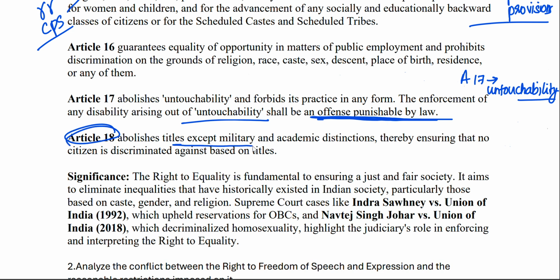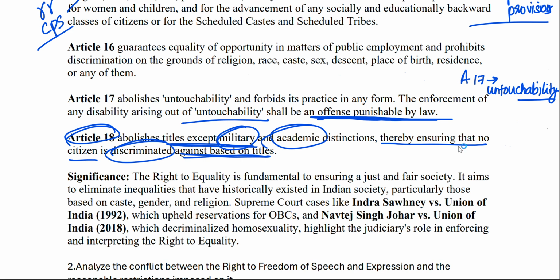Article 18 abolishes titles except the military and academic distinctions, thereby ensuring that no citizen is discriminated against based on the titles. So we have Article 18. Article 18 is abolition of the titles. So it abolishes the titles. Right. What kind of titles are allowed?